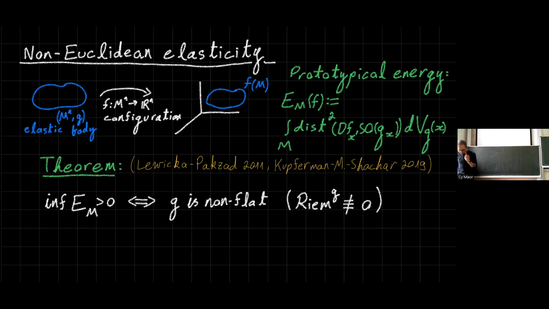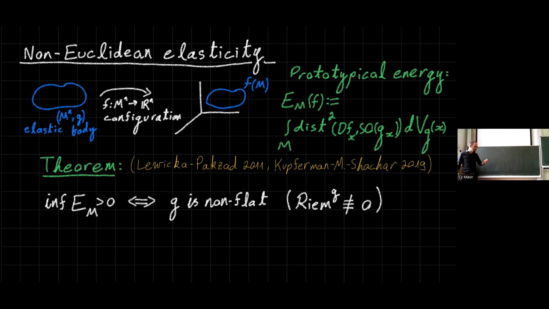So we have this result, but this result is somehow a qualitative result. It tells us that if we have non-zero Riemann curvature, then we have positive energy. But how much? In some sense, you want to say that if the manifold is curved more, then you have higher energy.